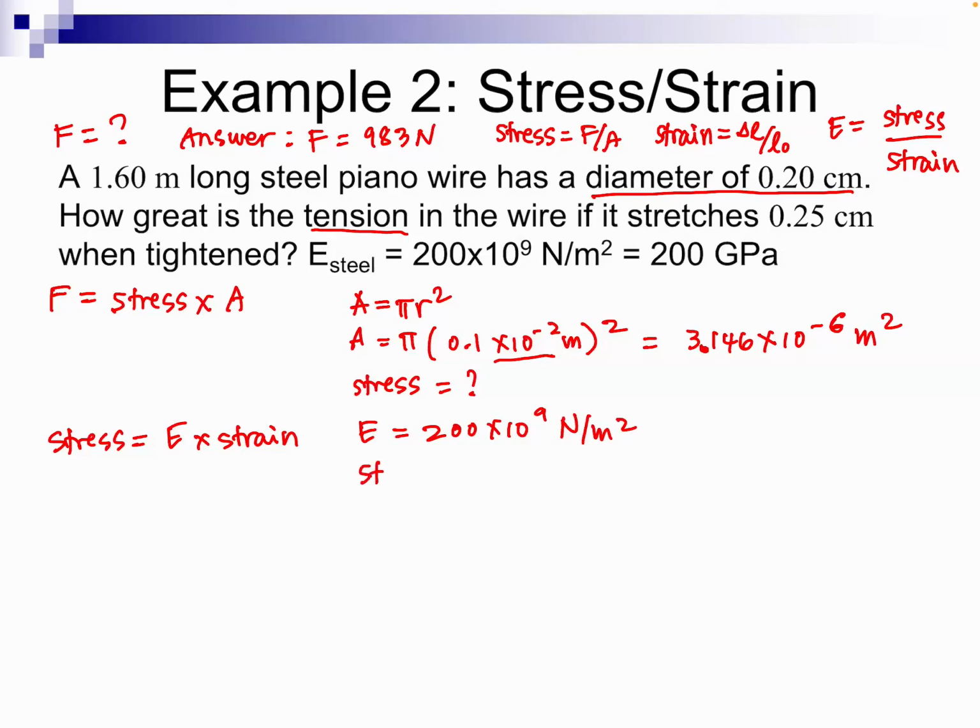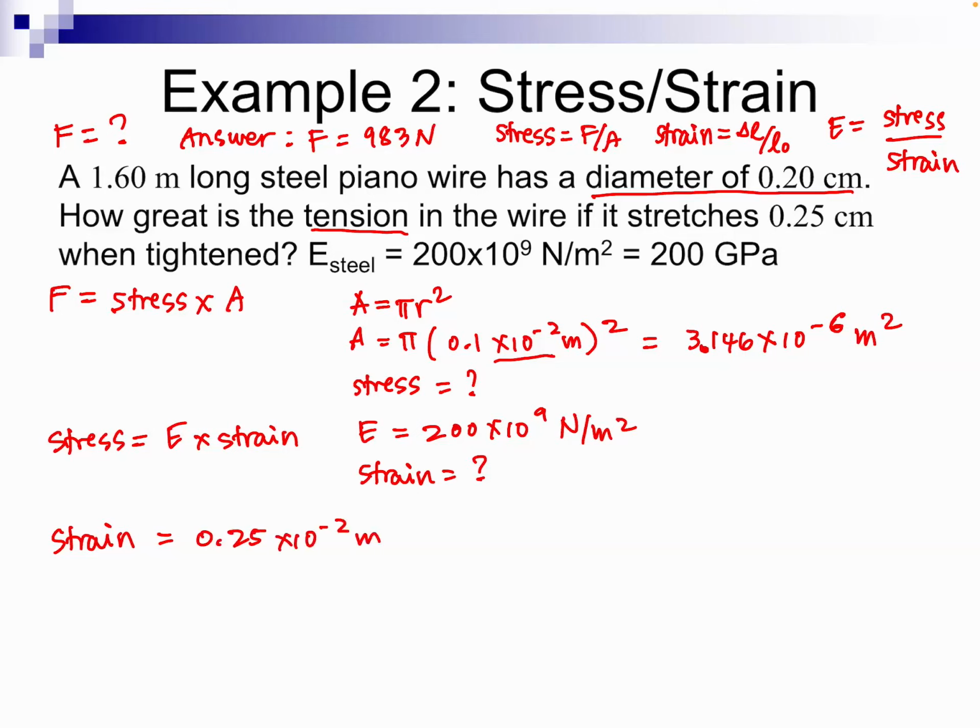Okay, but the strain, we don't know that yet. We don't know the strain or how much deformation the string has when it's tightened. But the strain is defined as the change in length over the original length. So we can find the strain. The problem says that the wire stretches 0.25 centimeters when it's tightened. So that's the amount of stretch, 0.25 times 10 to the minus 2 meters.